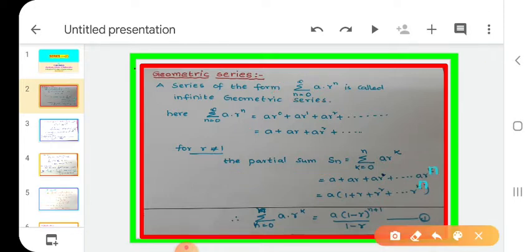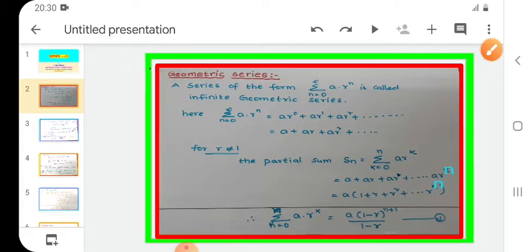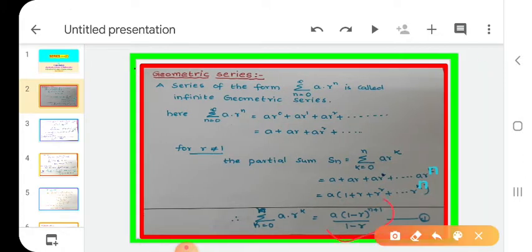Now, what is the value of a(1 + r + r² + ... + rⁿ)? It is a(1 − rⁿ⁺¹)/(1 − r). This is the value of the partial sum Sn, where r ≠ 1.